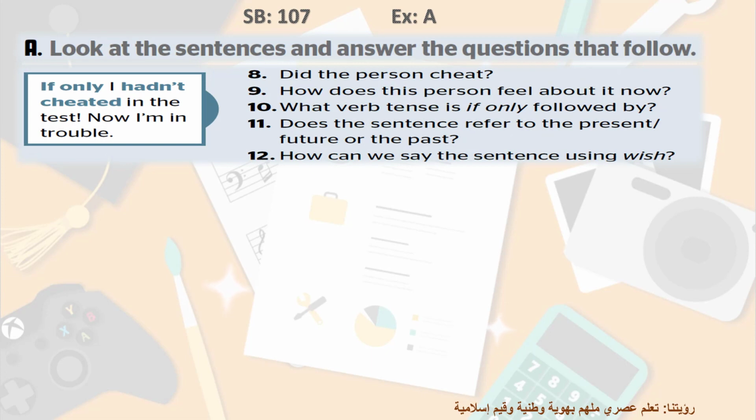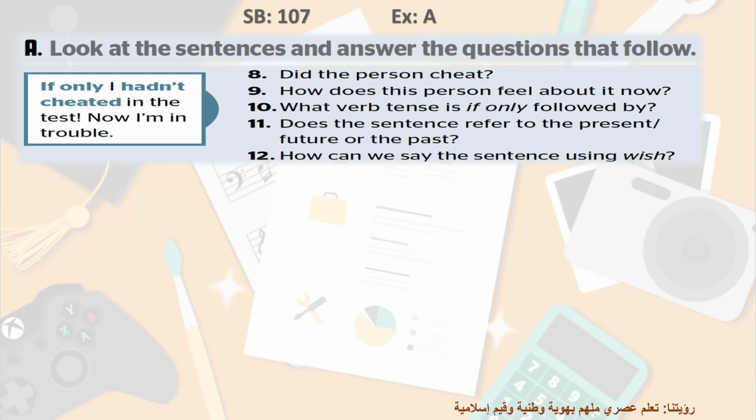Again, here we have one sentence in the box and we have 5 questions. Let's first read the sentence in the box. If only I hadn't cheated in the test, now I am in trouble. So here, it's clear, I hope. Someone is regretting that he had done something in the past, right? Let's answer the questions. Question 8.